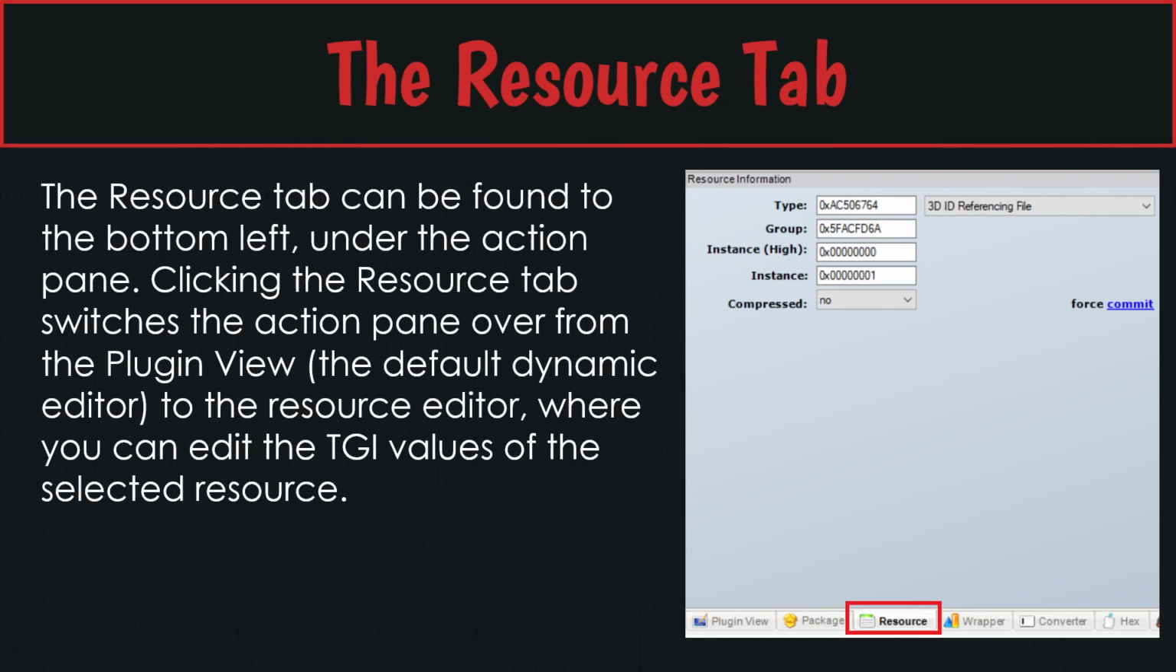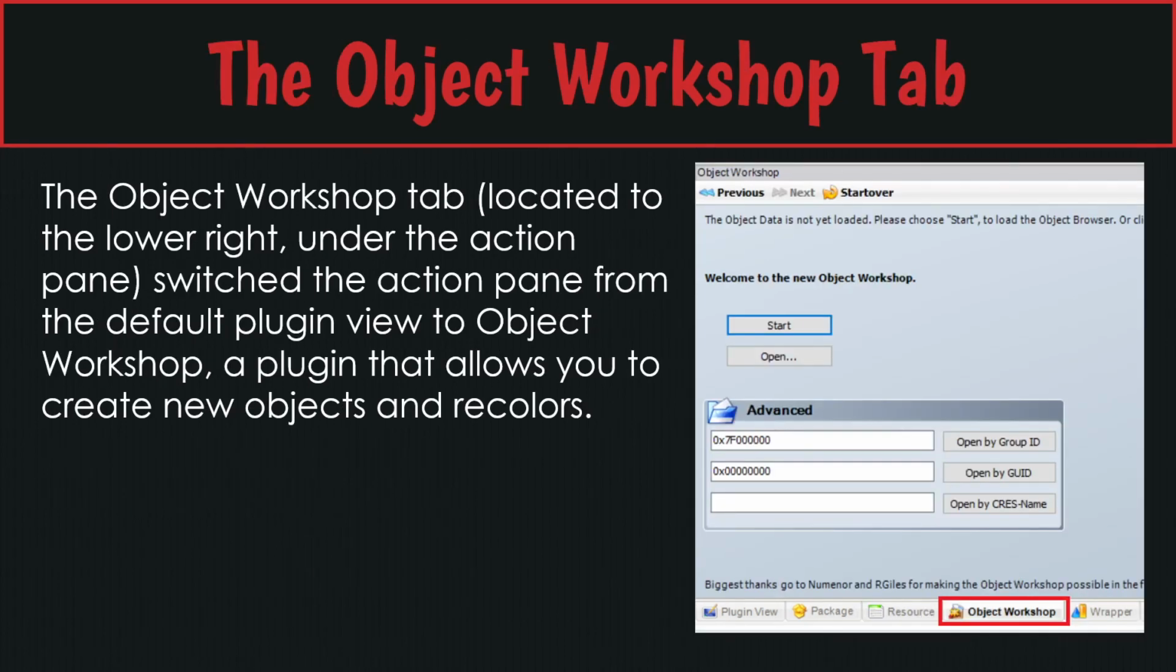If we look down below, in the Action Pane by default, the editing view is plugin view. There are other views to the Action Pane, and one of these is the resource tab. This is where we can change the type, group, and instance values of the resource itself. The Object Workshop tab is where you can clone objects from the default game data, or you can open your own object and clone it from here. You can also open the object by the GID, so if you know the GID and you want to clone it that way, or by the group ID.